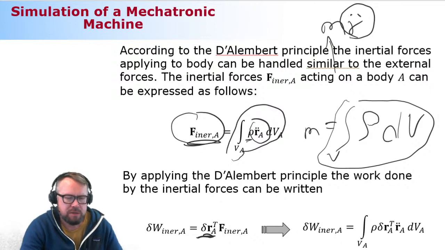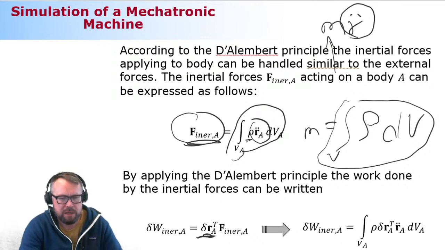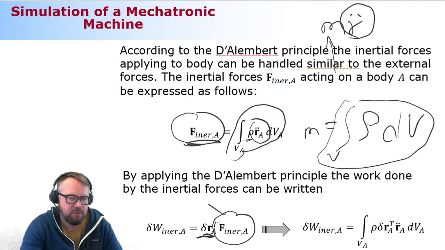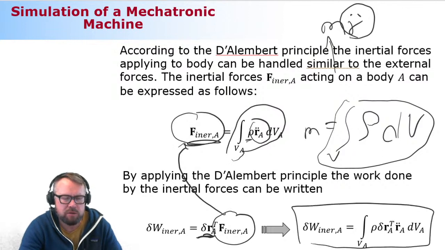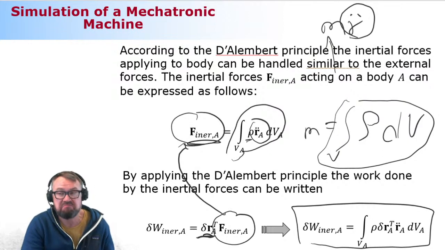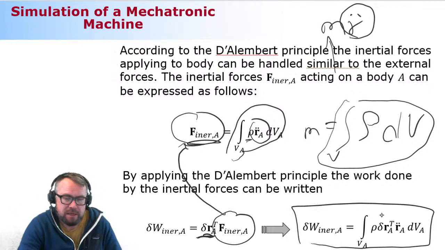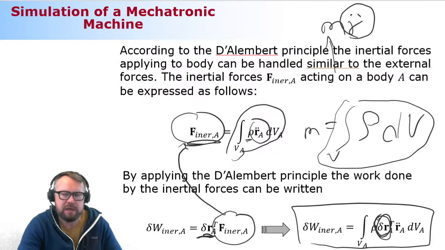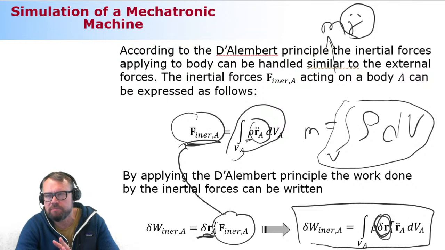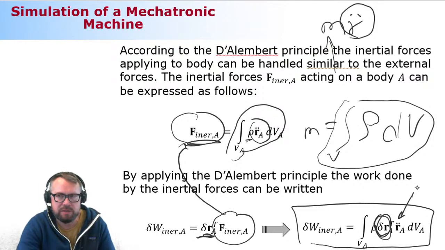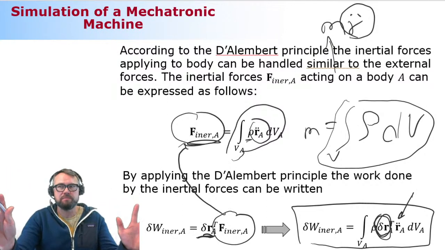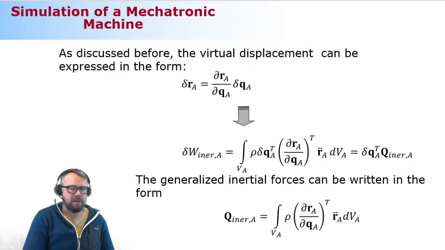All right, now when you take this expression of inertia forces and put it here, this is how the virtual work done by inertia forces can be expressed. So that's it. What we're going to do next is use this to introduce the mapping between the global and generalized coordinates. And then we're going to substitute the acceleration here, and that's it. Done deal.